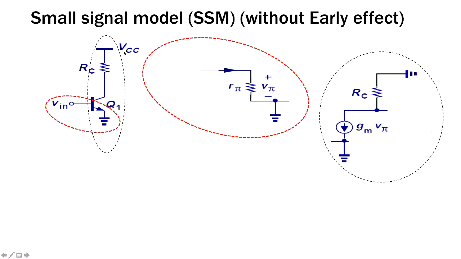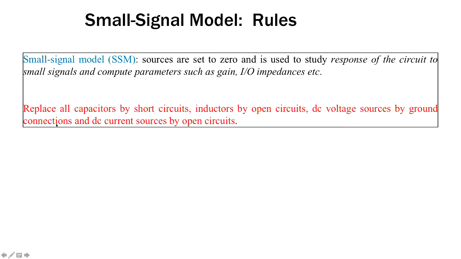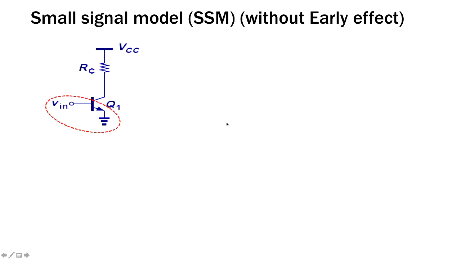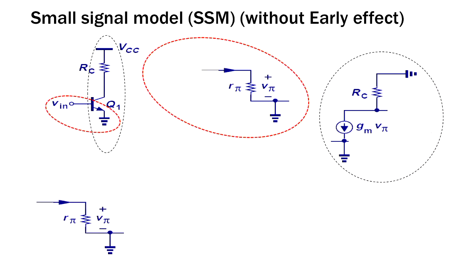Then VCC is a constant voltage source, so we keep it as 0, meaning we ground it in the small signal model. You know what I meant? That is the rule we read here: we replace DC voltage sources by a ground connection. See, we are grounding the DC voltage sources. If you have a current source, we put it as an open circuit. And when we combine it, this is a small signal model.